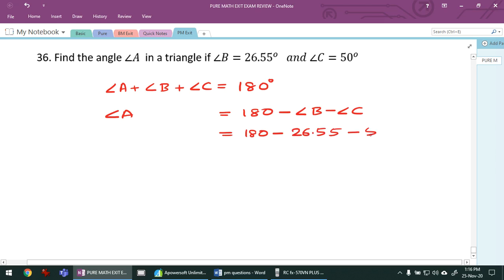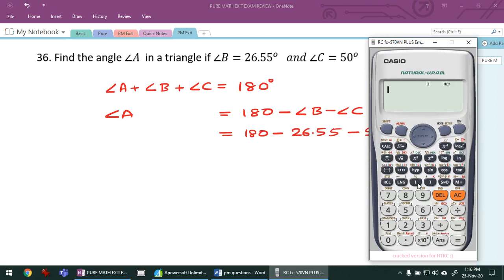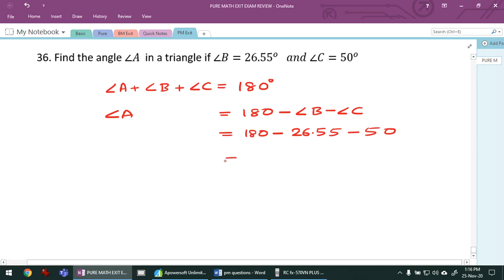26.55 minus 50. So we will take the calculator. 180 minus 26.55 minus 50. The answer is 103.45. So the answer is 103.45 degrees.